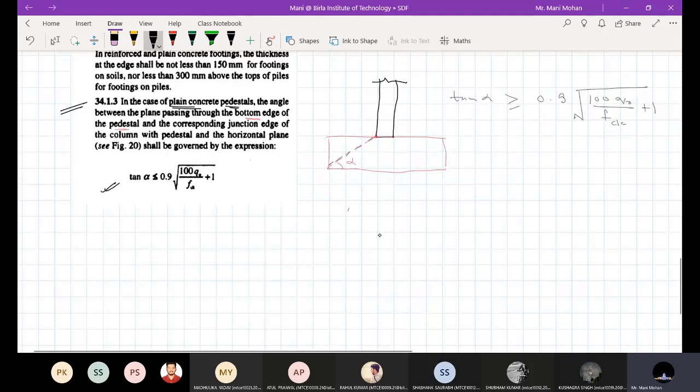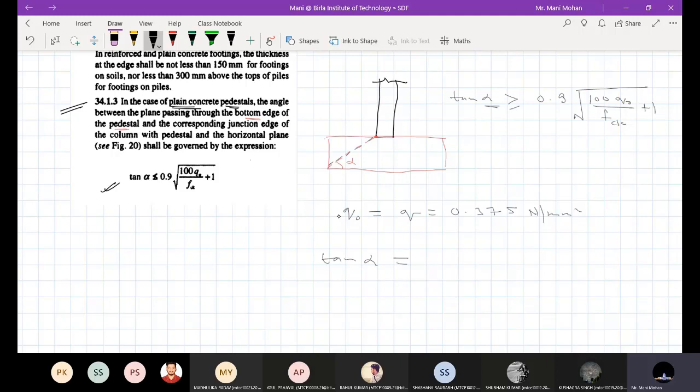So what we have done, this Q or Q naught equals Q equals 0.375. So from this expression, I would be able to compute this angle alpha. What should be the angle of dispersion? And this will help me to compute the thickness of the footing. So let us compute tan alpha first.